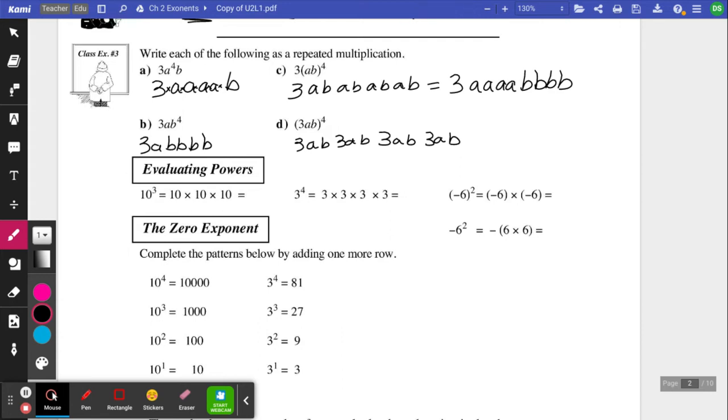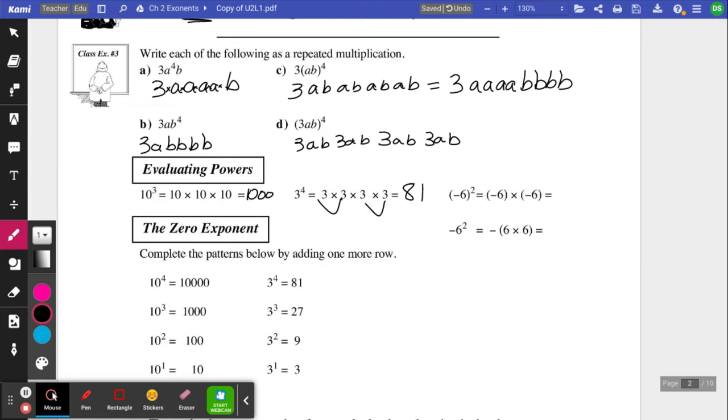Ten to the third, you understand quite clearly, I hope by now, that that's 10 times 10 times 10, which is 1,000. And 3 to the 4 means 3 times 3 times 3 times 3. By the way, that's 9 times 9, get it? 81, it just works quicker if you do it like that.